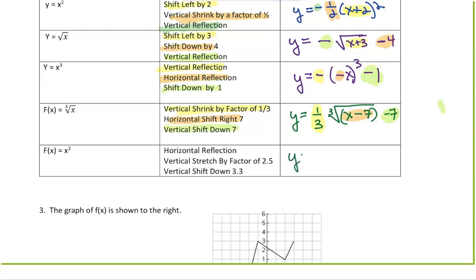This is going to be y equals 2.5 and then a negative x squared minus 3.3. Okay. Horizontal reflect. Oops, sorry. Okay, horizontal reflection. It should be inside next to the x. And then a vertical stretch by a factor of 2.5 is right here. And then a vertical shift down 3. Here's the vertical shift right here. Okay, so that's all set.